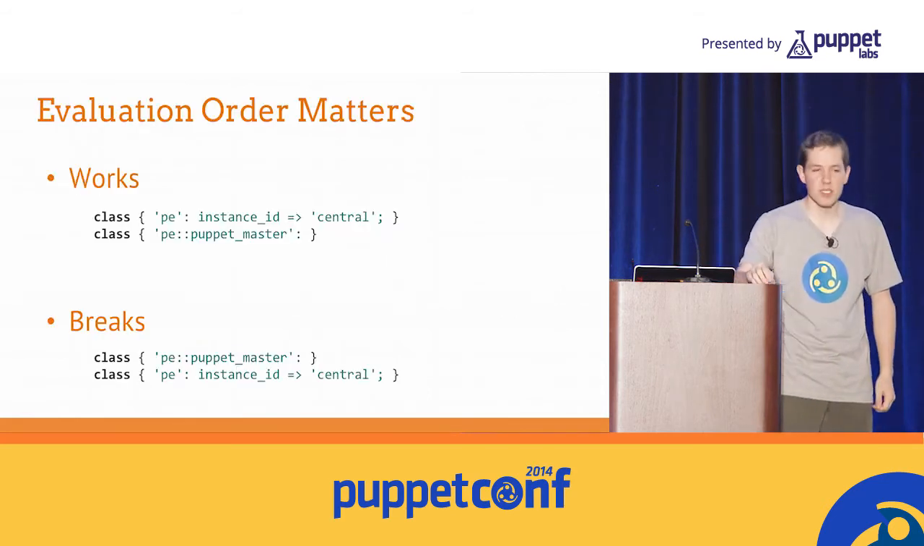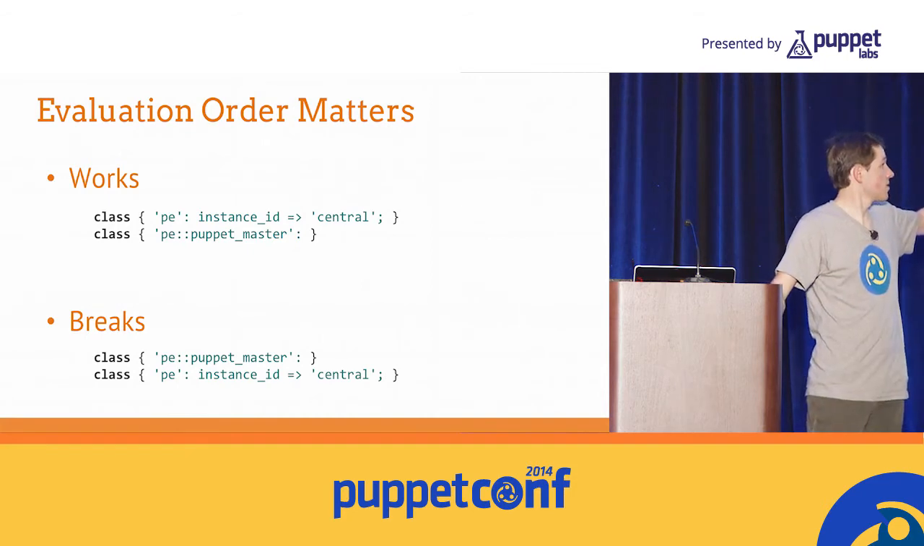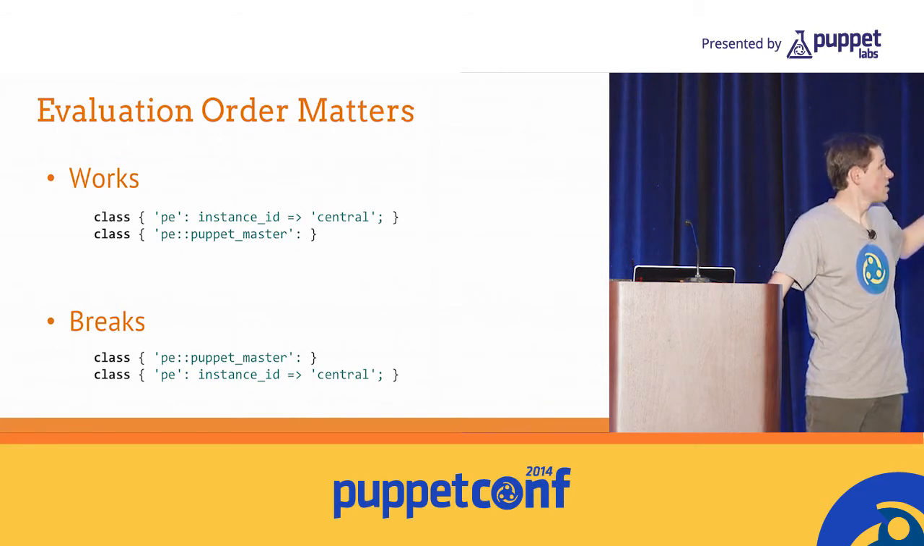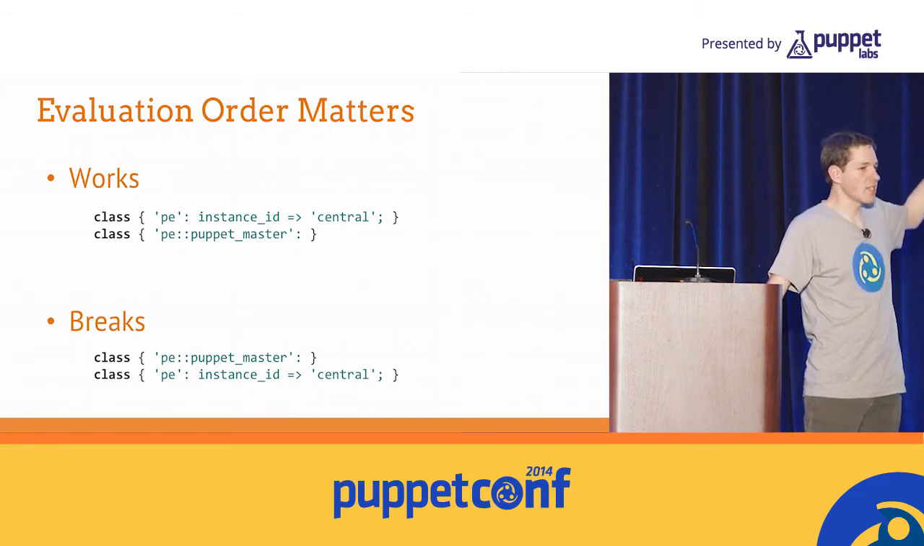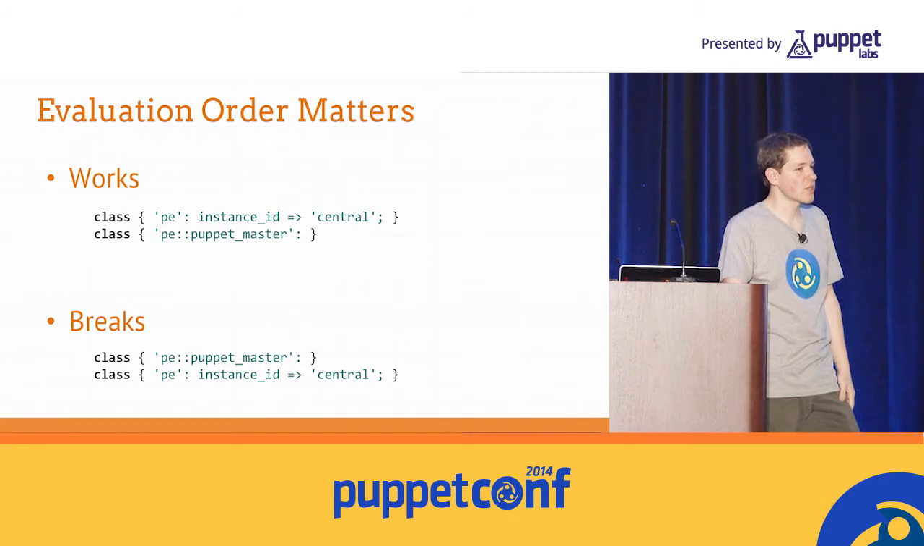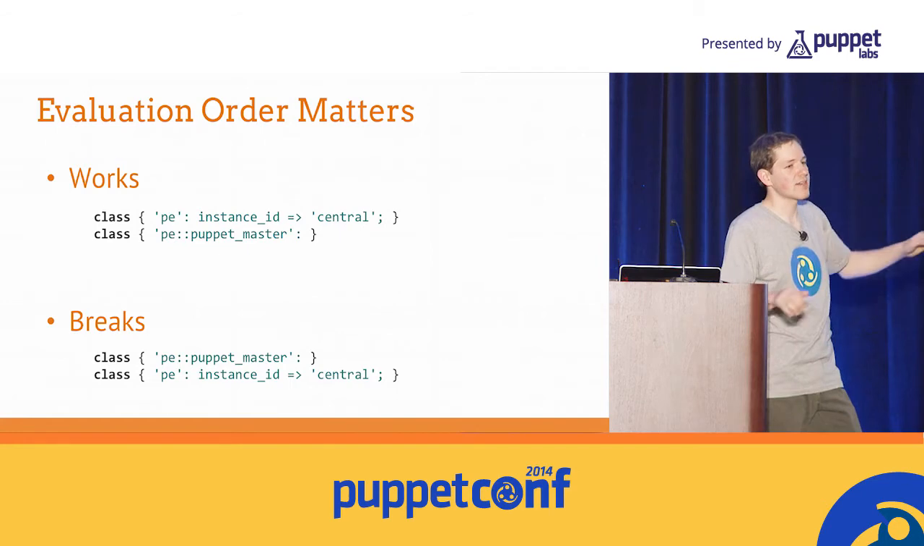Unfortunately, it turns out that evaluation order matters when using parameterized classes. If anybody's used parameterized classes a lot, you've already run into this pain potentially. If you say first, the abstract application class PE should be defined, and by the way, here's some piece of data about it, I'm just using instance ID as a simple kind of one-liner, and then this particular node should also, besides being in this abstract group, have the particular profile applied to it. That'll work. It'll instantiate the PE class, give it its parameters, and then instantiate this subcomponent profile and give it its parameters. It'll inherit from PE, and everything will be golden.